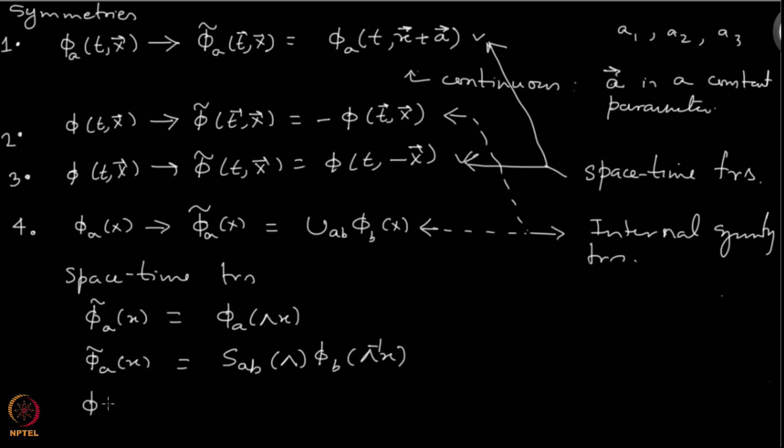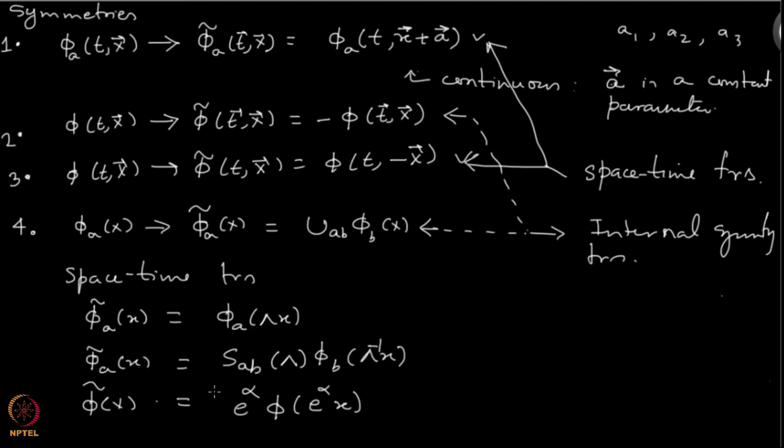One more I can tell. So, you could have the transformed field to be related to the untransformed field by this, where alpha is a constant, and we have seen that this transformation is a symmetry of Klein-Gordon theory. So, this is also a space-time symmetry, because here the space arguments are scaled up. So, that is the scaling transformation. There are several such transformations that we have, and they are space-time transformations or internal transformations, internal symmetries.